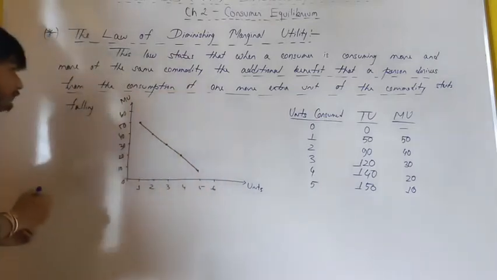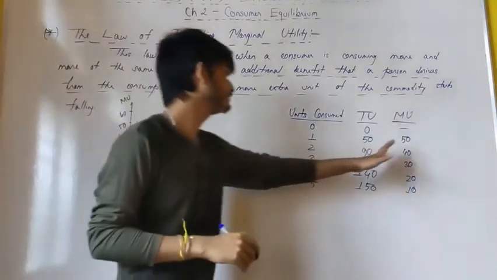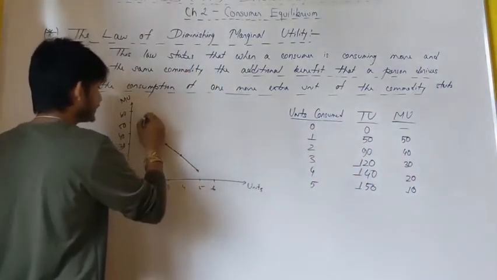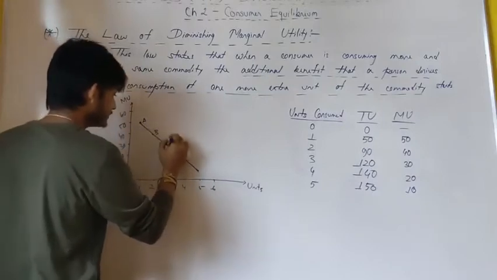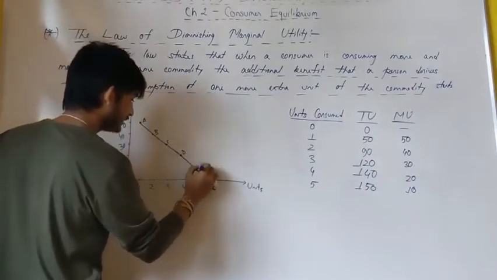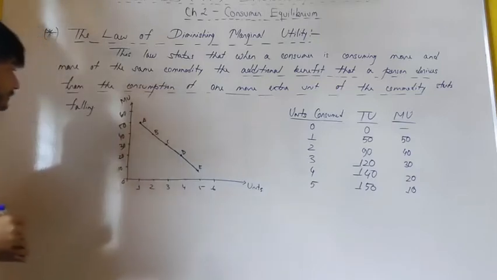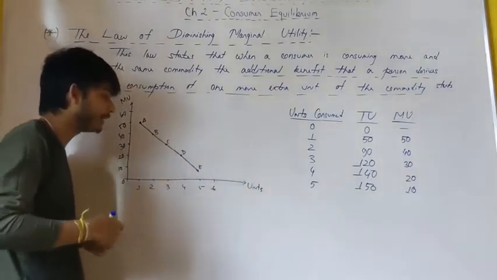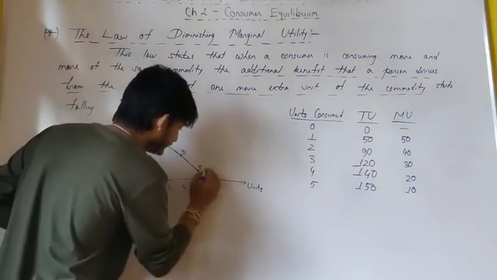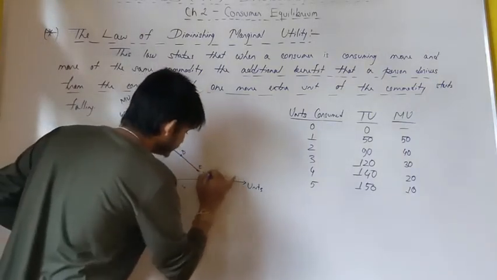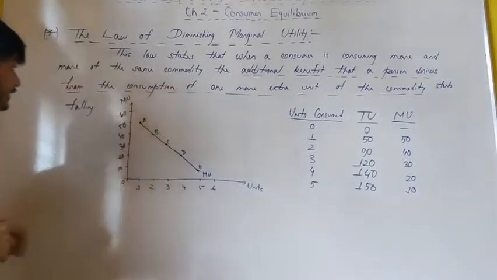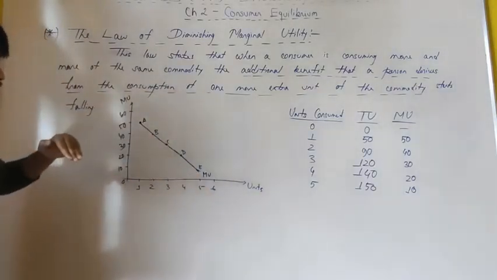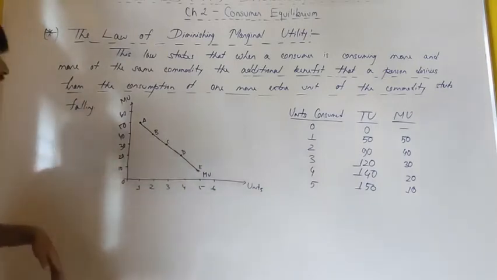So now if we plot this marginal utility against units consumed, we will get the points A, B, C, D and E, and by joining all these points we get our downward sloping marginal utility curve. Let's give it a name, marginal utility, MU. The marginal utility curve is represented by MU, which is the downward sloping curve.